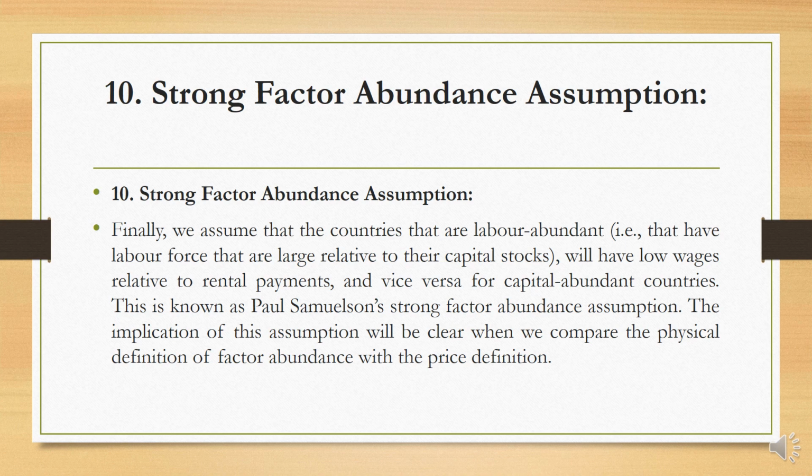That means the labor abundant country will have low wages relative to the rental payments, and vice versa for the capital abundant countries. The other is the capital abundant country, which has excessive capital available, that is, the rate of the capital is very low as compared to the labor. This is known as the Paul Samuelson strong factor abundance assumption. The implication of this assumption will be clear when we compare the physical definition of factor abundance with the price definition.